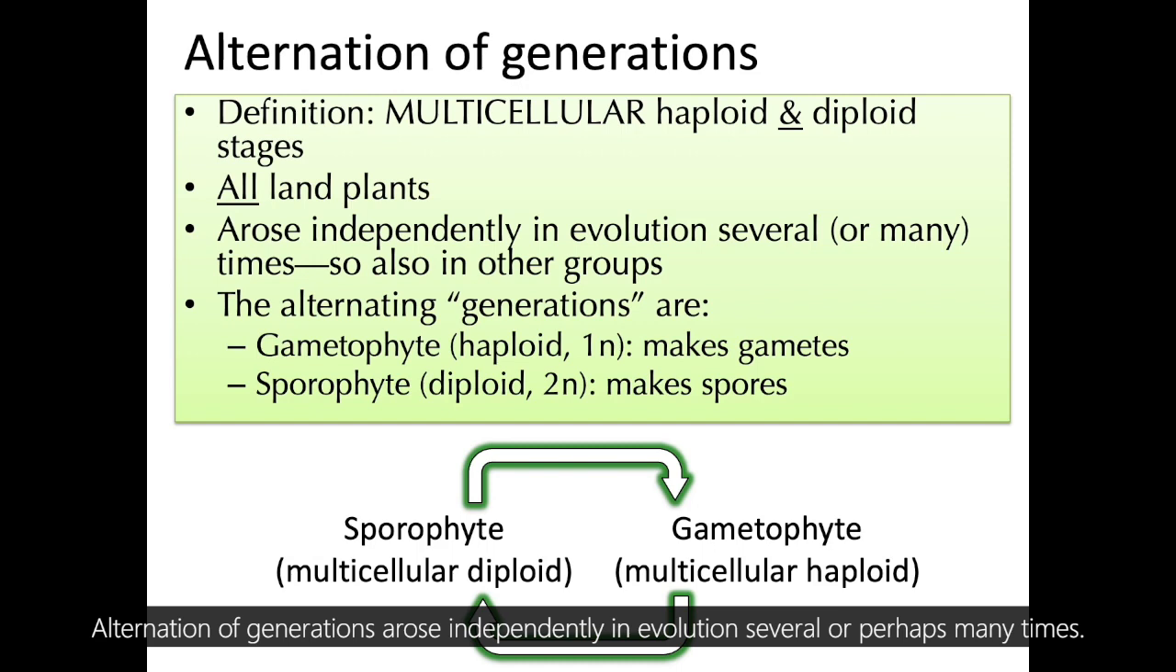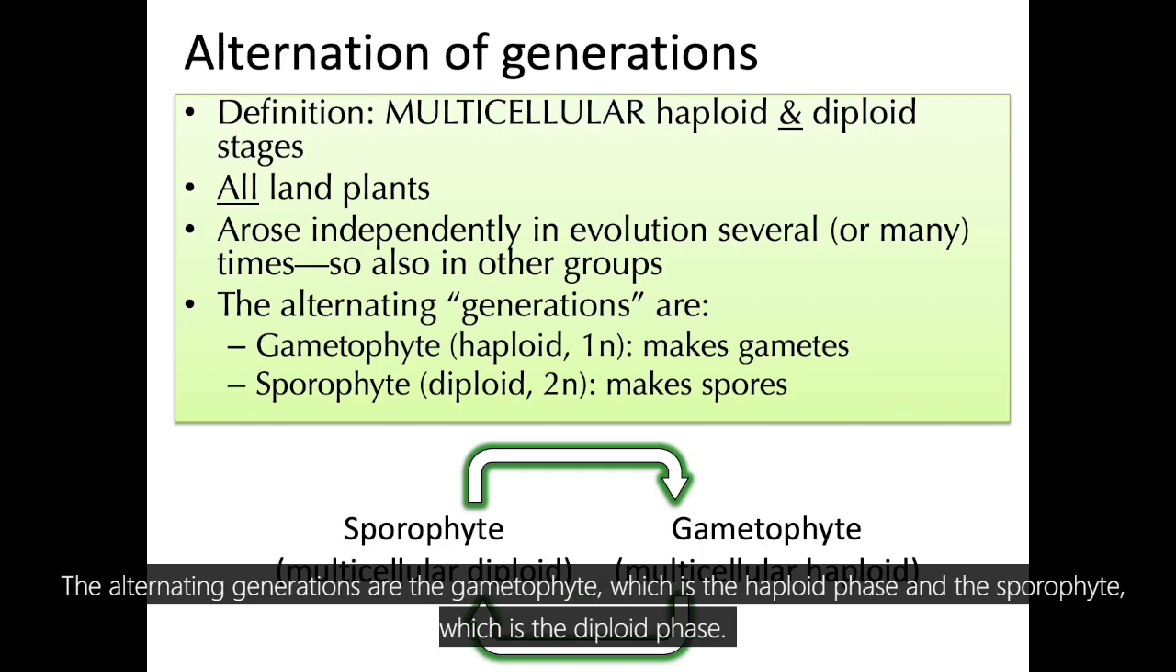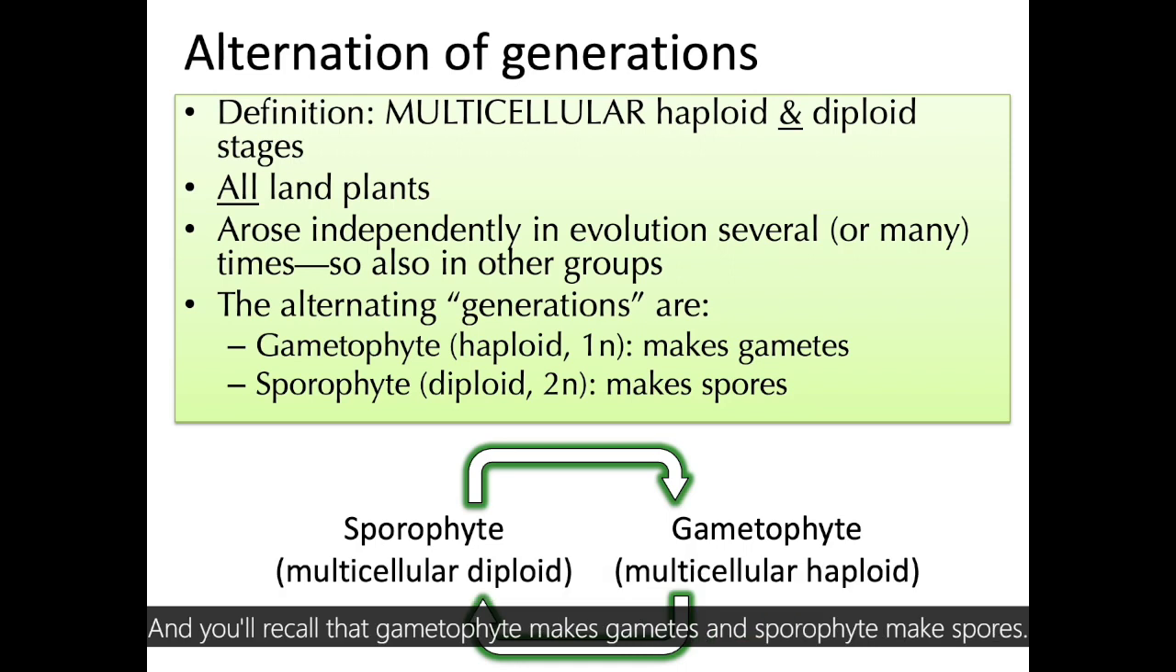Alternation of generations arose independently in evolution several or perhaps many times, and it's also in other groups, including some charophytes and some red algae, and even other groups. The alternating generations are the gametophyte, which is the haploid phase, and the sporophyte, which is the diploid phase. And you'll recall that gametophytes make gametes and sporophytes make spores.